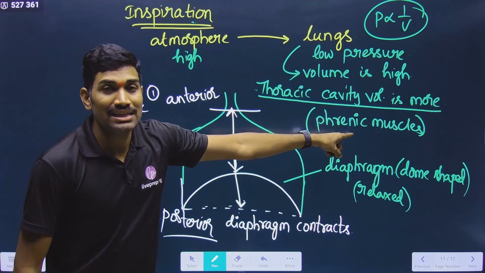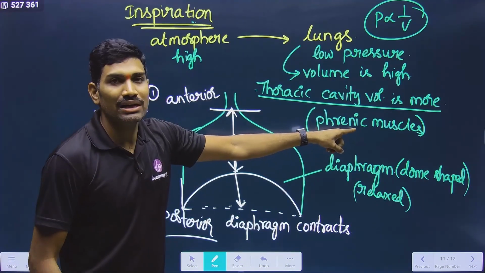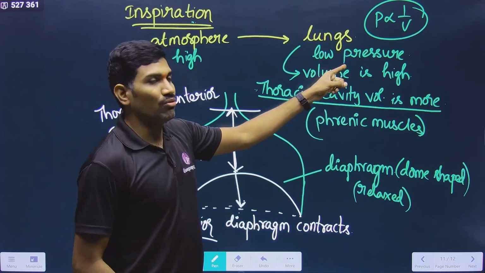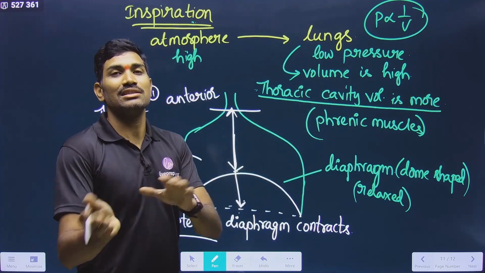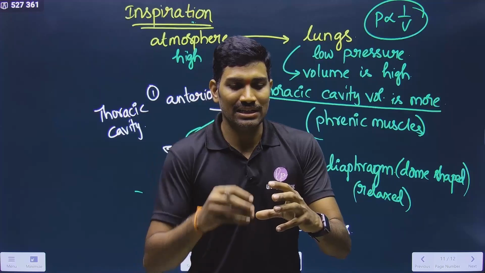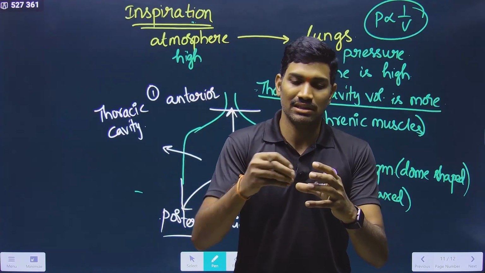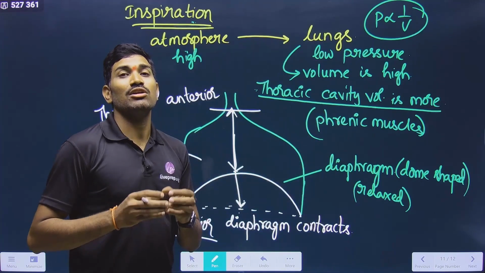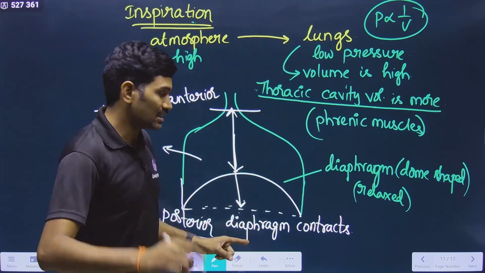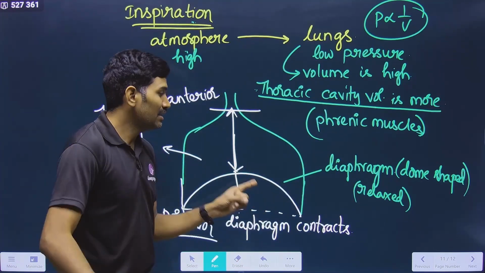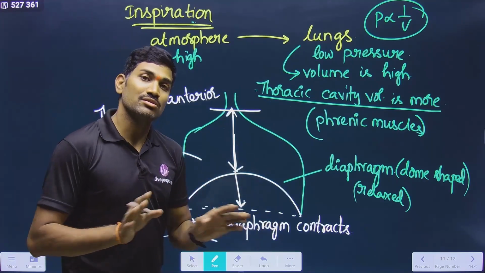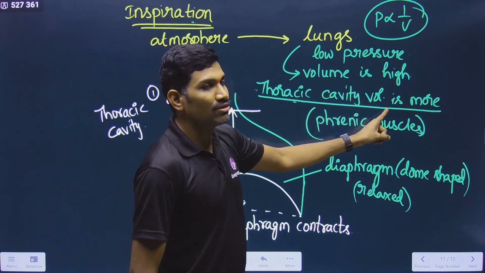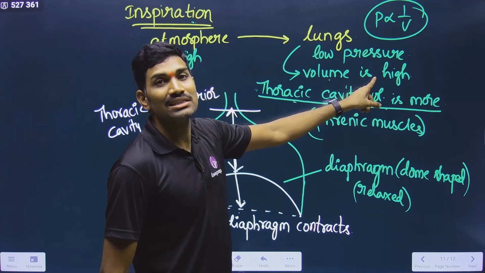Once the volume of thoracic cavity is increased, now what happens? It is an airtight container. If the volume of thoracic cavity increases, the volume of the lung is also increasing. This is the relation, right? Within the airtight container, if there are some bag-like structures, the same effect is shown by these also. So thoracic cavity volume is increased. Please remember, both of them are contractions: contraction of diaphragm, phrenic muscles, and contraction of external intercostal muscles. Both the contractions will cause an increase in the volume of thoracic cavity. Thoracic cavity volume increased means volume of the lung is increased.